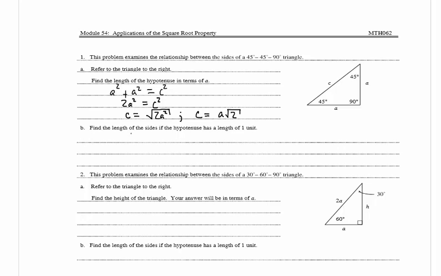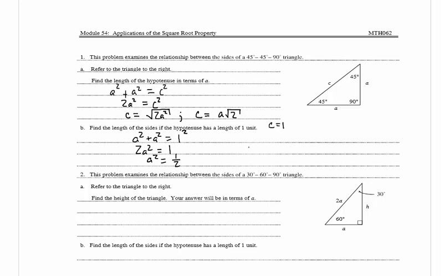And B, it says find the length of the sides if the hypotenuse has a length of 1 unit. So that would mean that c is equal to 1, and we need to find a. So we have a squared plus a squared is equal to 1 squared. And then 2a squared is equal to 1. And if we divide by 2, we get a squared is equal to 1/2. And now we can take the square root.